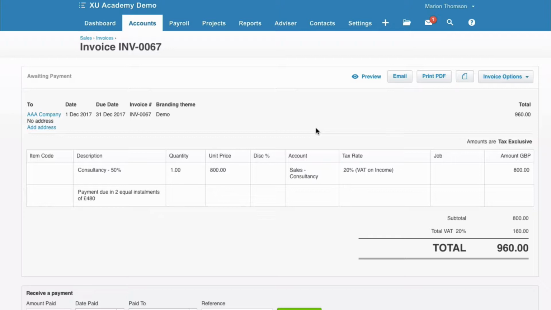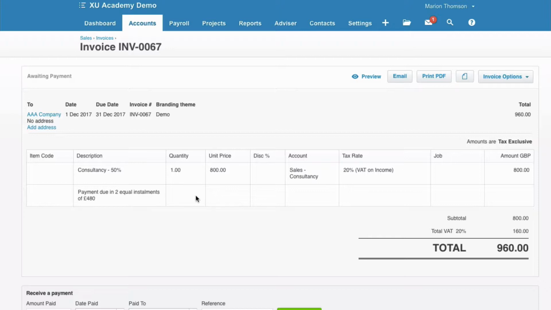Now what you can see on this invoice, it's for £960, but we have stated on this invoice that payment is due in two equal instalments of £480. And that's what AAA have done. They have paid half of it.